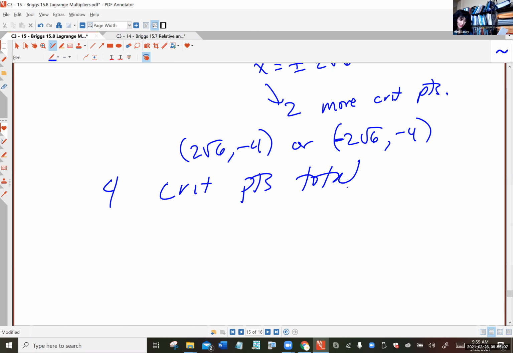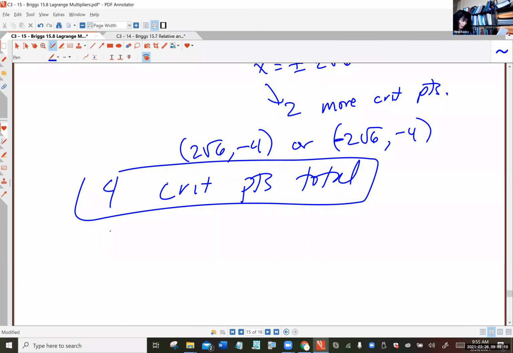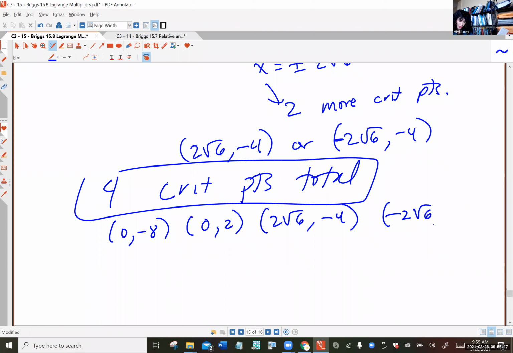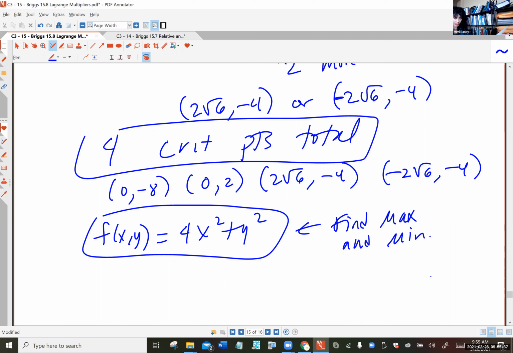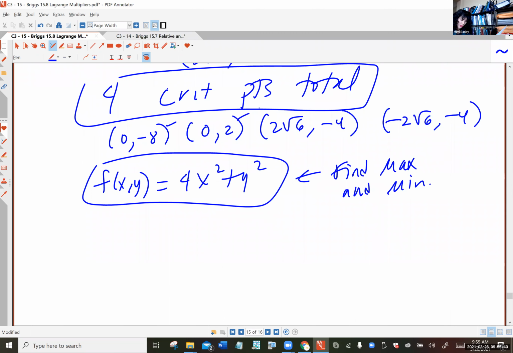So what's the deal? You're not going to do the D test. Here's what you have so far: (0, -8), (0, 2), (2 square root of 6, -4), and (-2 square root of 6, -4). So who's the max and who's the min? Keep in mind, you're trying to optimize this function, to find its max and min. You're going to have to separately substitute each and every one of these 4 points into this function.